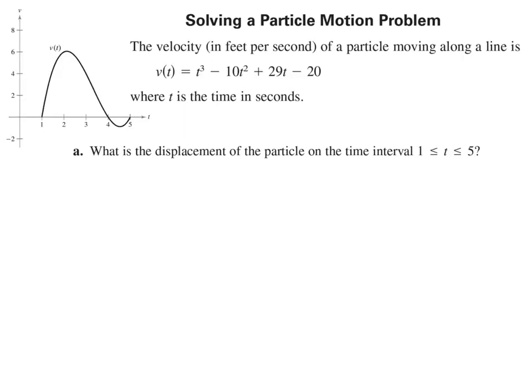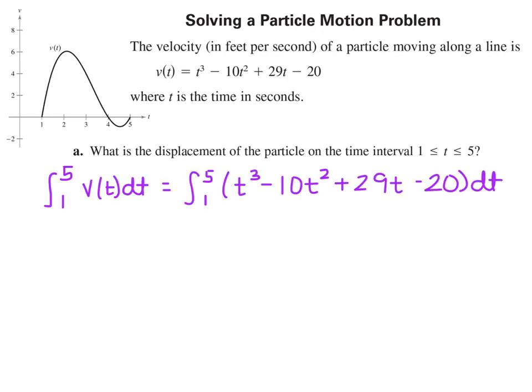So let's take that and solve a particle motion problem. Let's say that the velocity in feet per second of a particle moving along a line is modeled by this cubic equation, where t is time in seconds. What I would like to find first is the displacement of the particle on the time interval from 1 to 5 inclusive. So from here all the way to there.